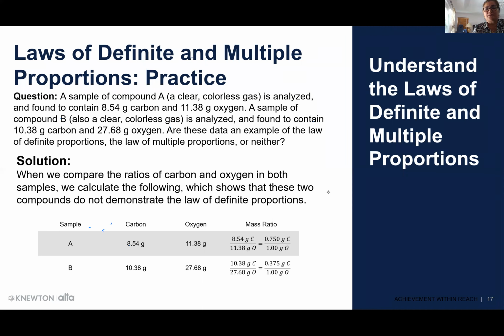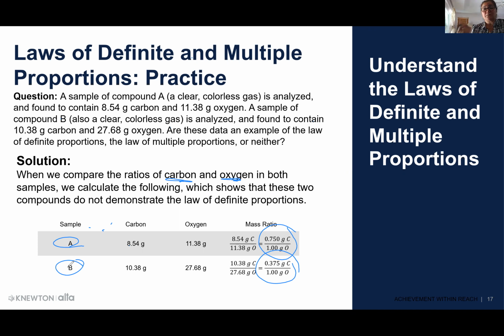So for each sample, you compare the ratio of carbon to oxygen. If that ratio is the same mass ratio, then the two compounds are the same. If, like in this case, the mass ratio is not the same, then these two are different compounds. That's what it is basically saying. The definite proportion is for the same compound. Each compound has a fixed proportion of the mass of one element to another element. So if two samples have different mass ratios, these are two different compounds. Compound A is not the same as compound B.